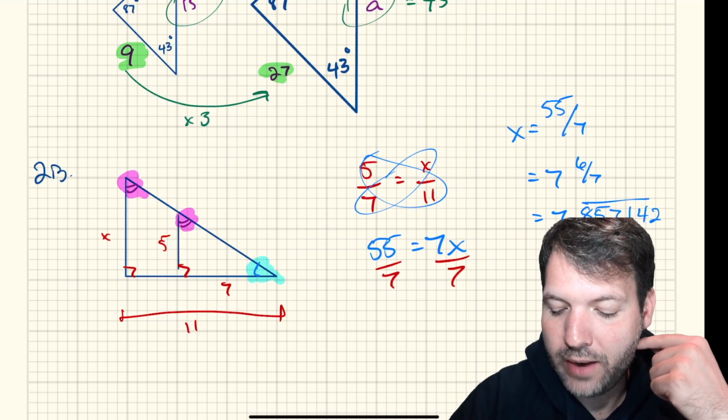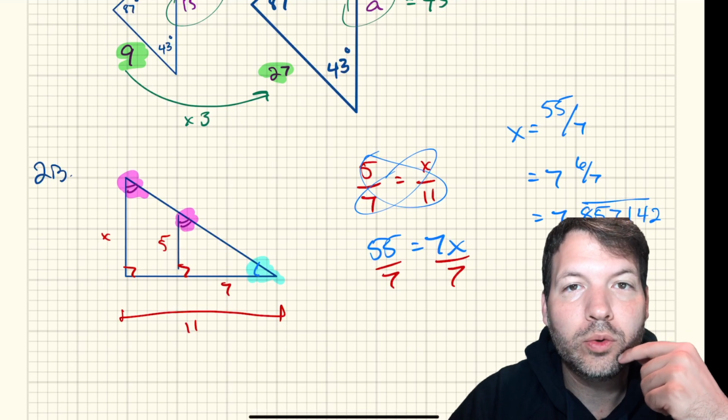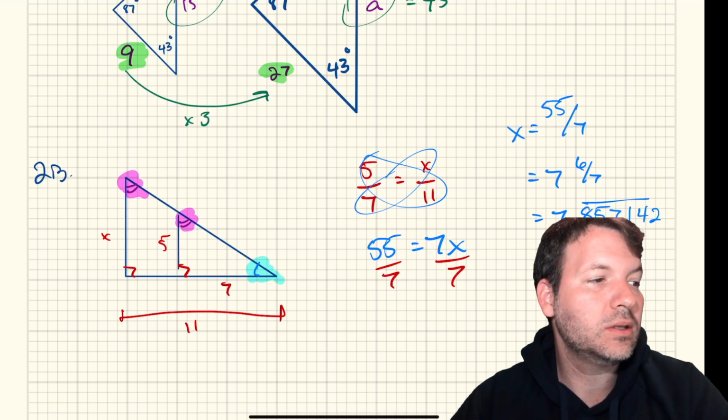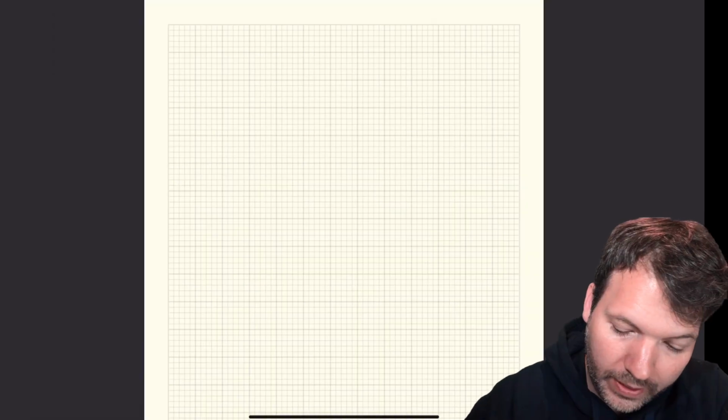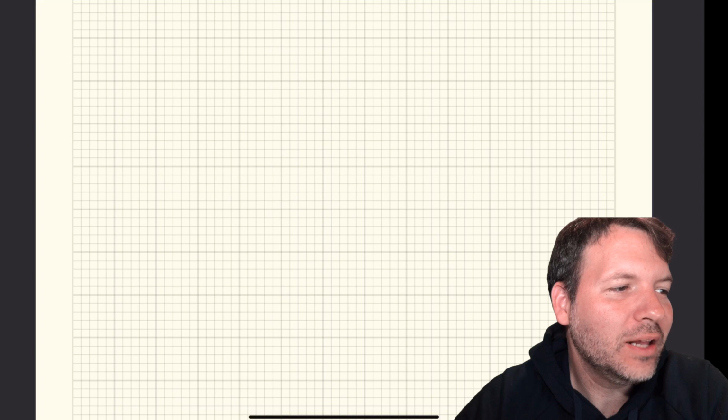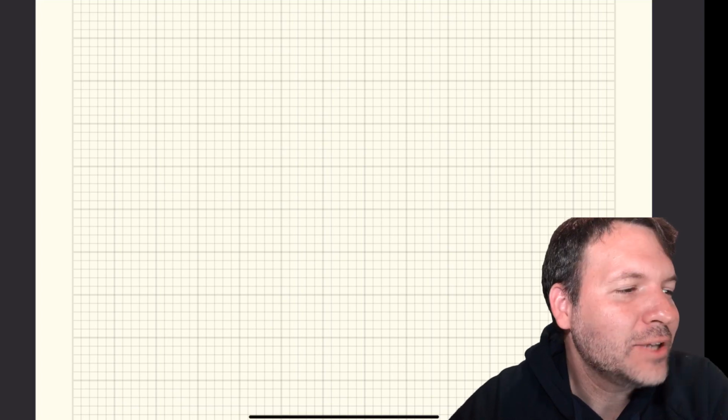Exactly 7.85 7142 repeating, 7 6/7, also known as... AKA. One more example. Let's knock this out. Janelle is standing near the Washington Monument in Washington, D.C. The shadow of the monument is 151.5 feet.